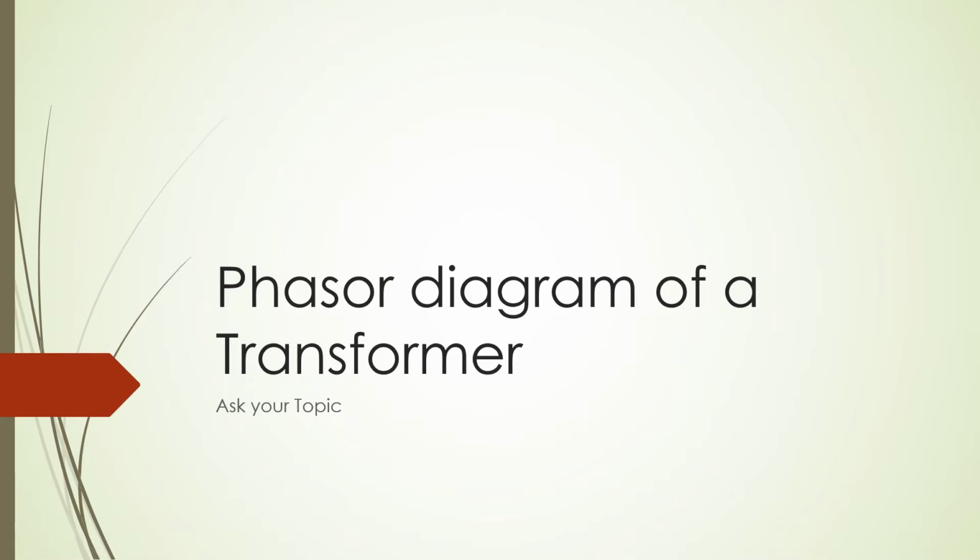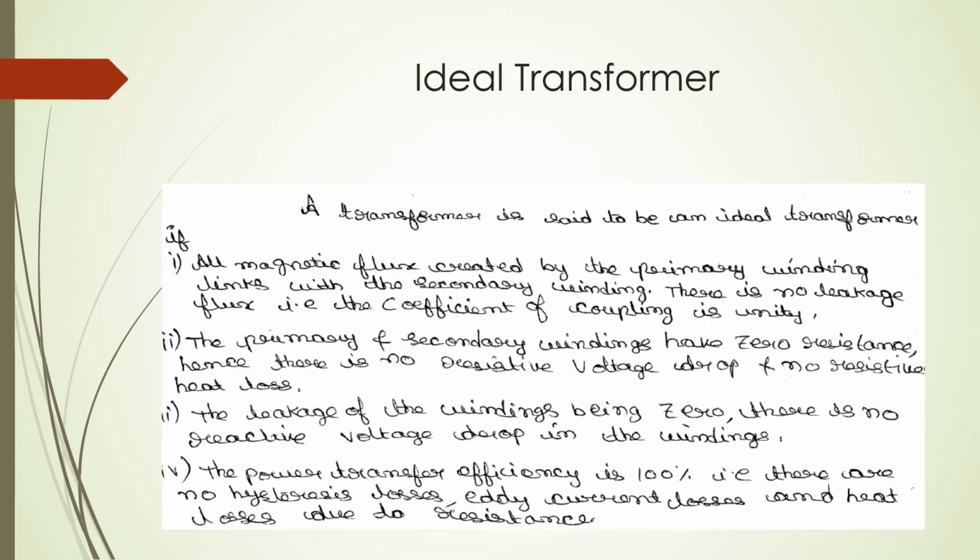Let's discuss the phasor diagram of a transformer. We already studied the ideal and practical transformer. An ideal transformer is a transformer where all the magnetic flux created by the primary winding links with the secondary winding. So there is no leakage flux and the coefficient of coupling will be unity.